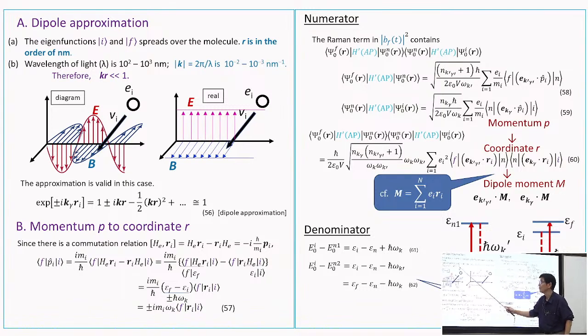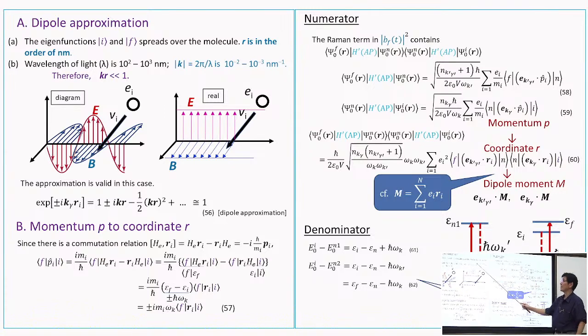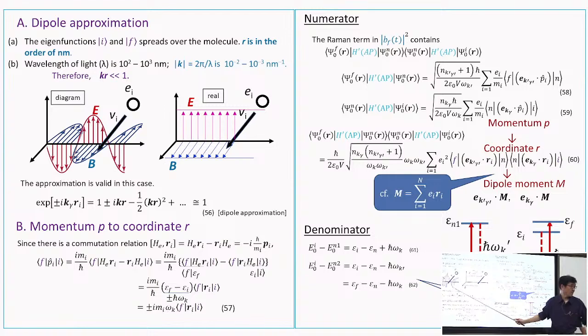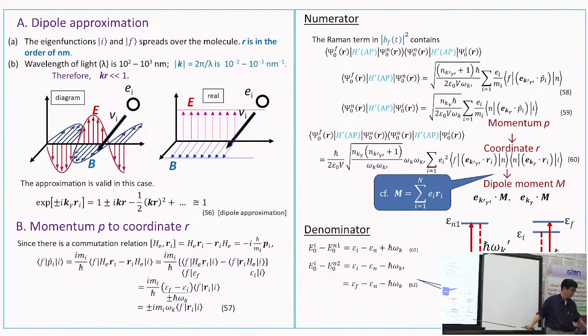For this reason, this consideration results in the relationship kr should be much smaller than unity. Okay, r is nanometer. k is 10 to the minus 2 to minus 3 nanometer inverse. kr should be much smaller than 1.